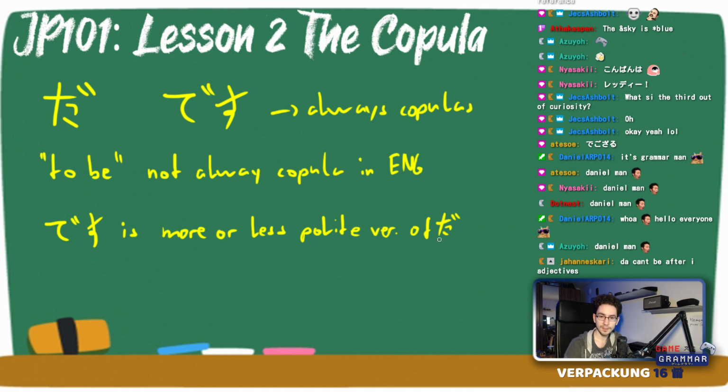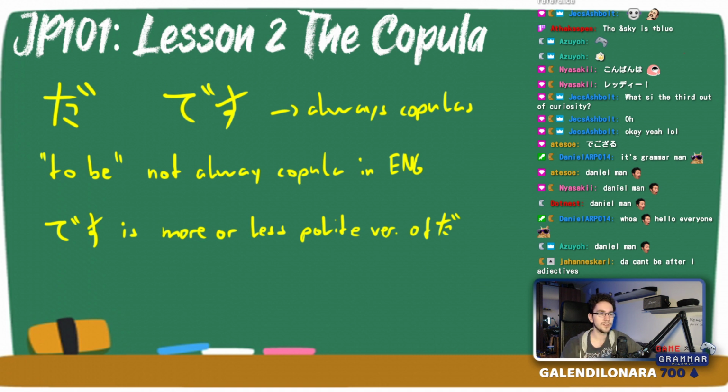So Johannes already pointed it out. Da, for example, can't be after i-adjectives. We'll learn about i-adjectives at some point. So keep in mind, desu is in fact basically the polite version of da. Its semantic meaning, what it does, is basically the same. They are not quite the same word. There are times when you can use one, but not the other. We're going to go into those as soon as we get to things like adjectives. That's not the topic of today.